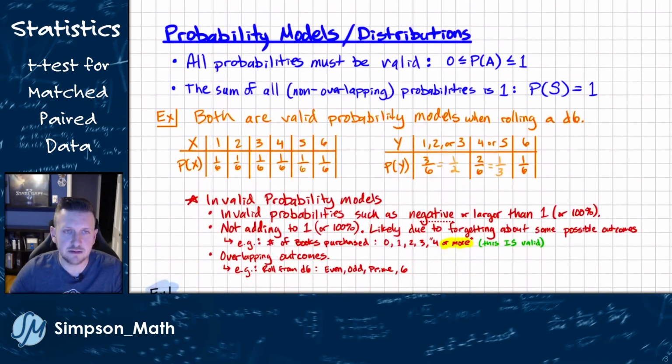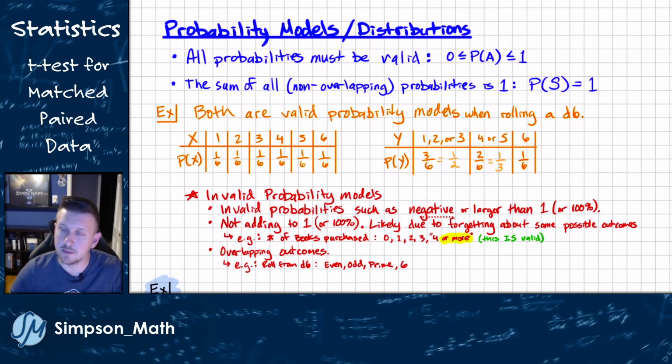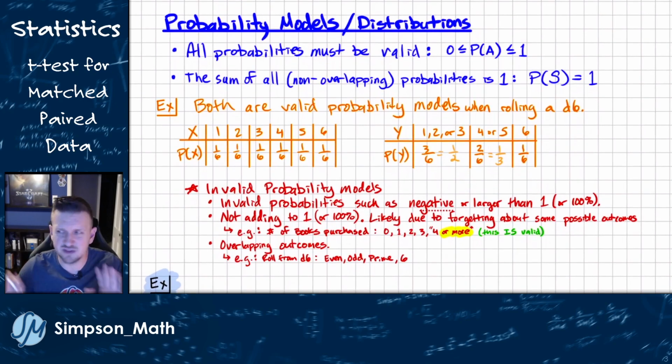All right, let's talk about some probability models or probability distributions, they're basically the same thing, depending on who might define it. So we've already talked about these two facts. Let's just document them, that both of these things need to be true for a valid probability model. So all probabilities in your model must be valid, meaning they must be between 0 and 1 inclusively.